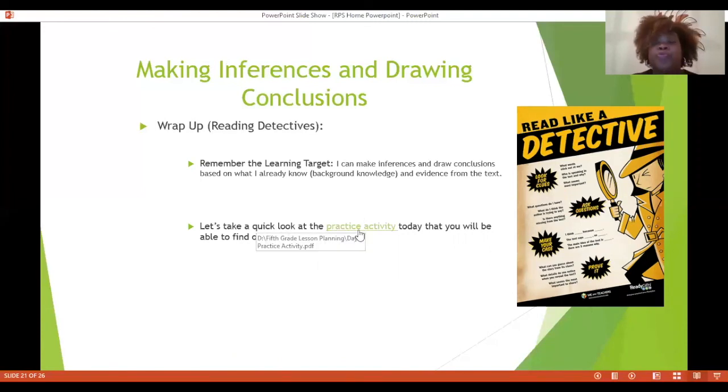So we're going to do a quick look at the practice activity for tomorrow. And for tonight, you're going to look at this nonfiction text features, wild weather, and you're going to look at text features and using this. I want you to read it. You're going to answer some questions, but Ms. Holman is going to have a few inference questions for you as well. So we'll talk about that tomorrow, okay?